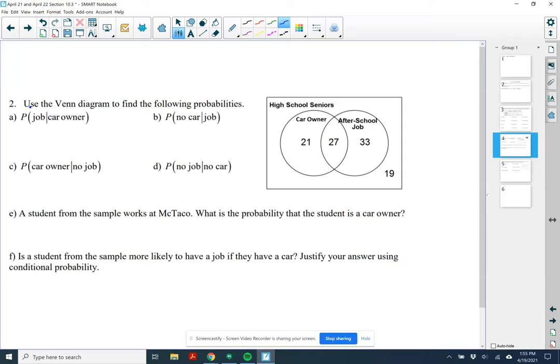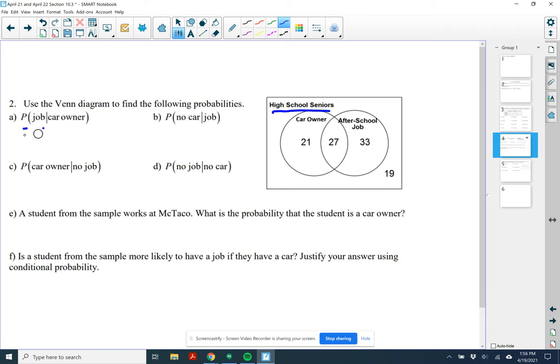All right, we are going to look at the back side of the 10.3 notes now, the second page of those notes, starting with example 2, where we're going to use this Venn diagram that has some data about high school seniors, and we're going to use that data in the Venn diagram to find some probabilities. And notice these are all conditional probabilities, probability of A given B.